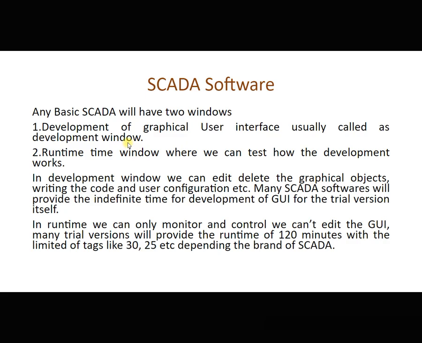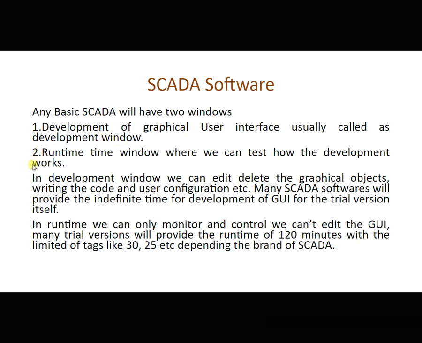After doing development, if you want to check the results, you need to run your project. That is your runtime window. In the runtime window you can only analyze the result. You can't do any modifications. If you want to modify, you need to come back to the development window, do the changes, and again go to runtime. So the development window is for modification and creation of graphics, and the runtime window is to analyze the results.